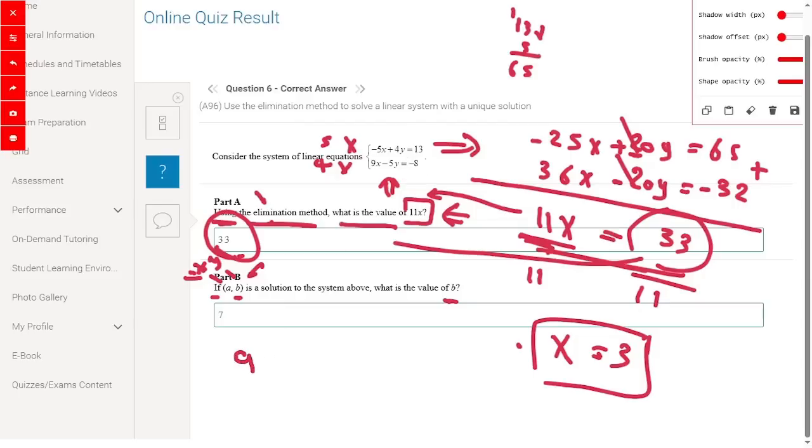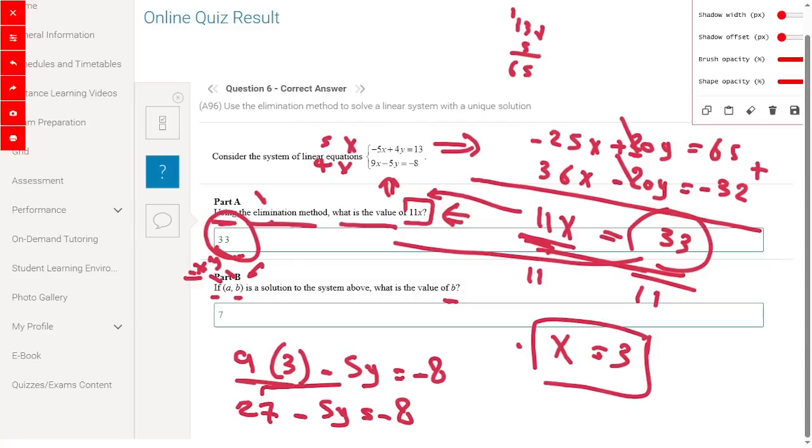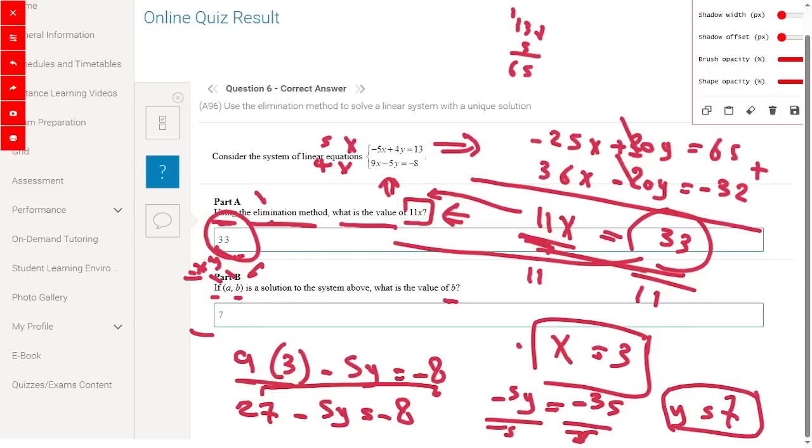So I have 9 multiplied by 3 minus 5y equal to minus 8. This will be equal to 27 minus 5y equal to minus 8, and 27 will go to the other side. So it will be minus 5y equal to minus 35. Divide by minus 5, divide by minus 5. So y will be equal to 7. So the answer here is 7.